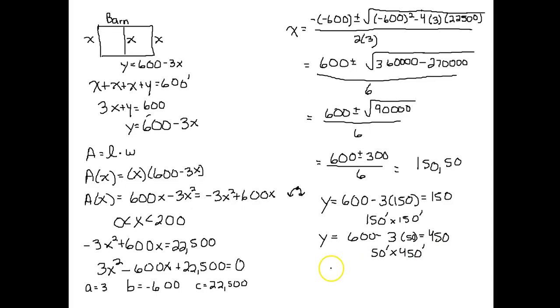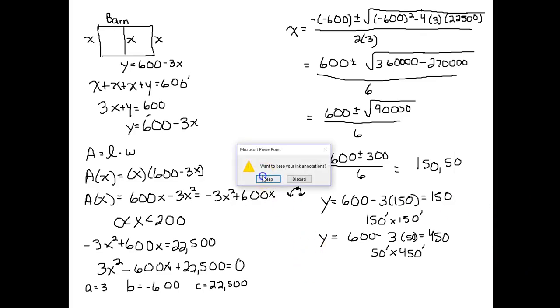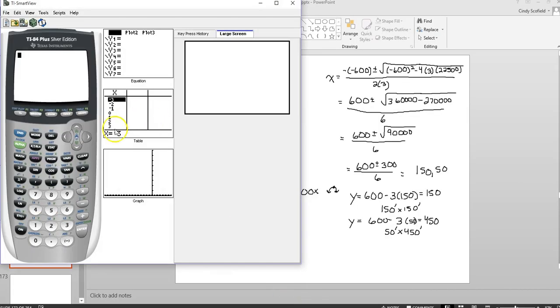And then if you want to maximize your area, what would you have to use and what would your maximum area be? Well, you can use your vertex to help you decide on that. Let's go to our calculator. Let's put in negative 3x squared plus 600x. Let's hit graph. I might need to change my window a bit.